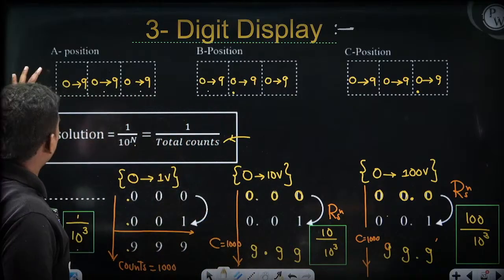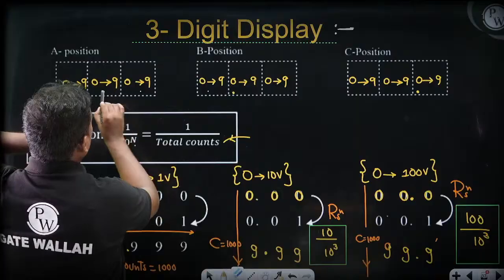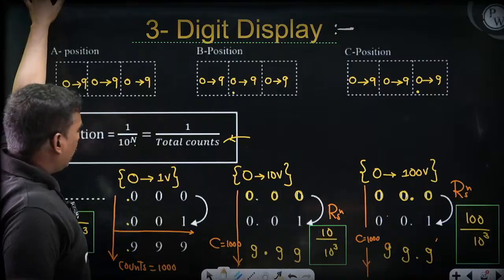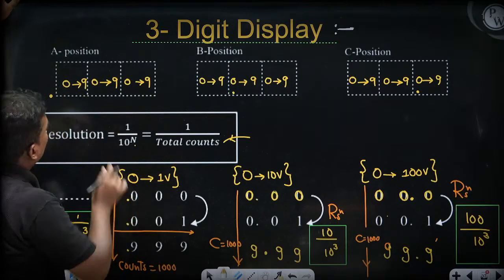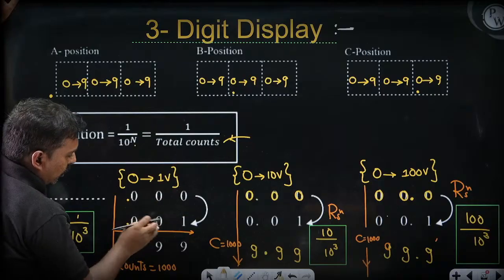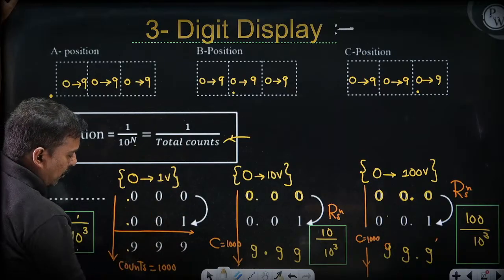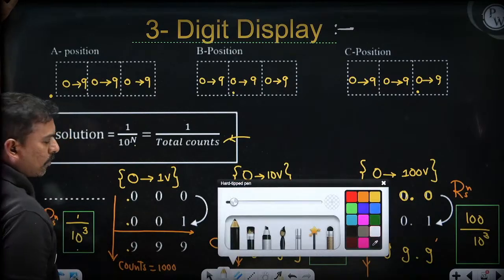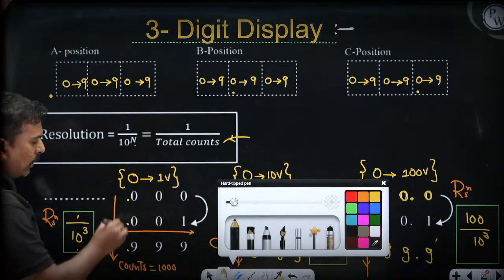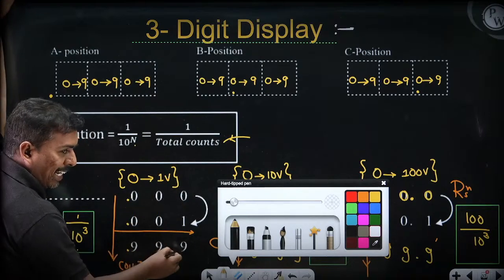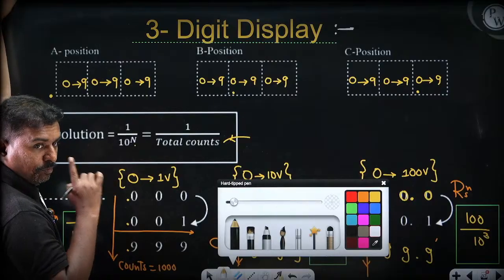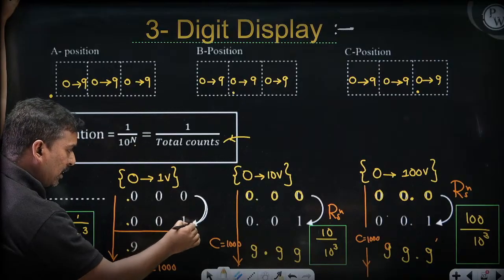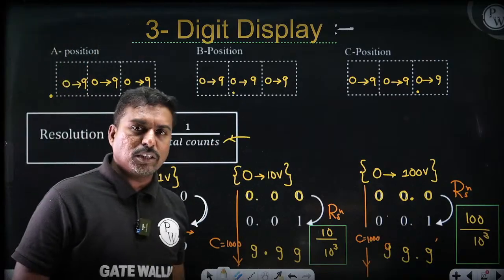What is the position? Position selection is a switch. For example, if the position selection switch is here, then I am going to get 0.000 up to 0.999. So total counts are 1000. The minimum value is 0.000, the maximum value is 0.999. That means the range is 1 volt, and the least increment it can sense is 0.001, that is 1 millivolt.